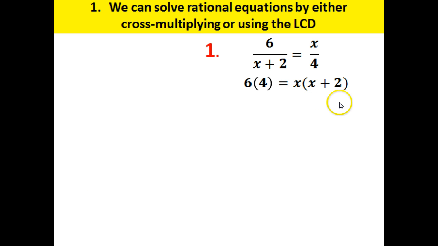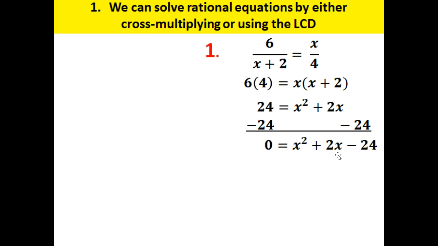Now we can distribute this. 6 times 4 we know is 24. X times x is going to give us x squared, and x times 2 is going to give us 2x. Okay, so now what we're trying to do is move this 24 onto the other side so that we can get everything onto one side. So we're going to subtract 24 from both sides. Now we've got an equation, 0 equals x squared plus 2x minus 24.